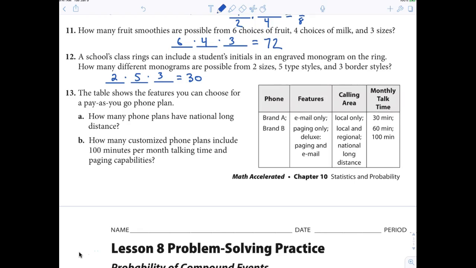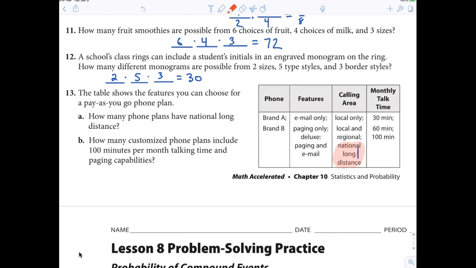All right, let's take a look at 13. Let's do the last one. All right, I'll let you read. Go. The table shows the features you can choose for a pay as you go phone plan. How many phone plans have national long distance? Okay, so I want national long distance. So national long distance is down here. Now this was kind of confusing, so I want to make sure you're hearing me.